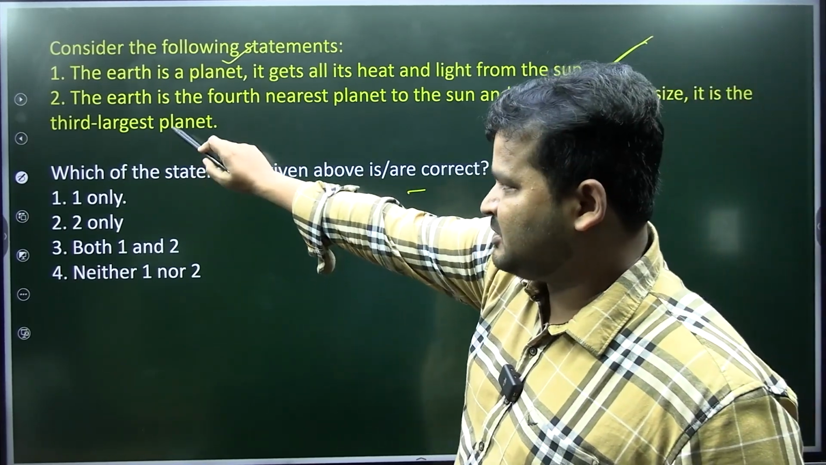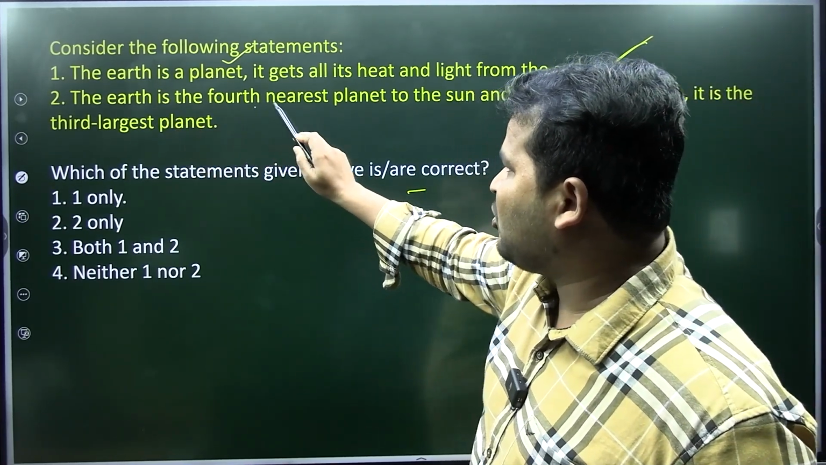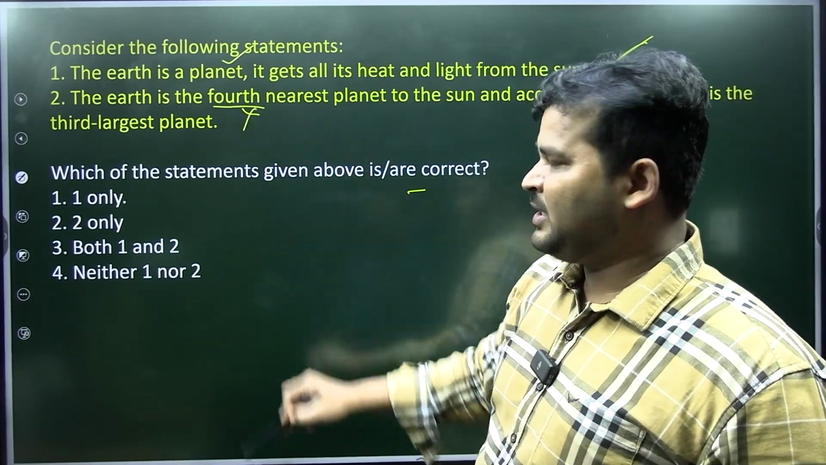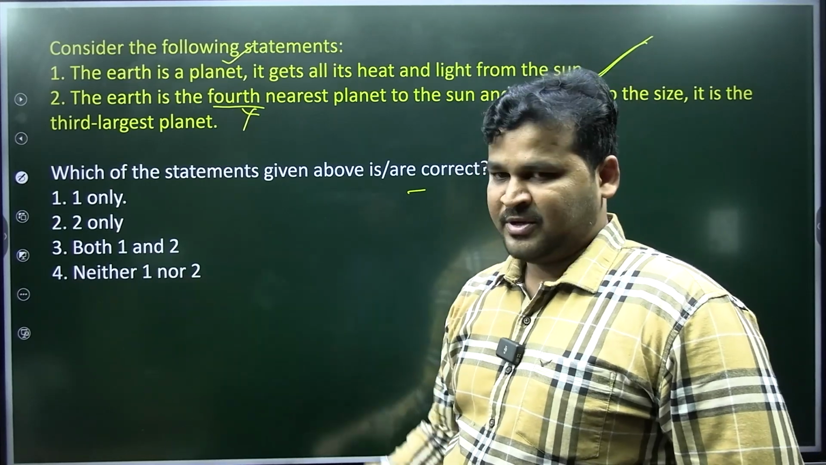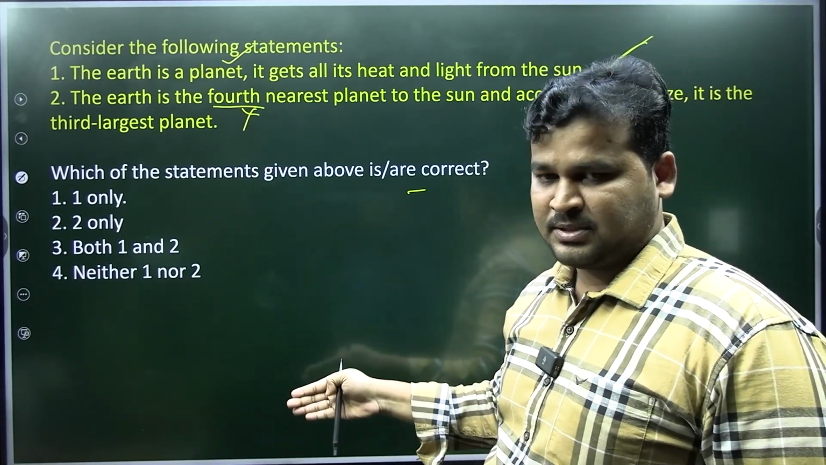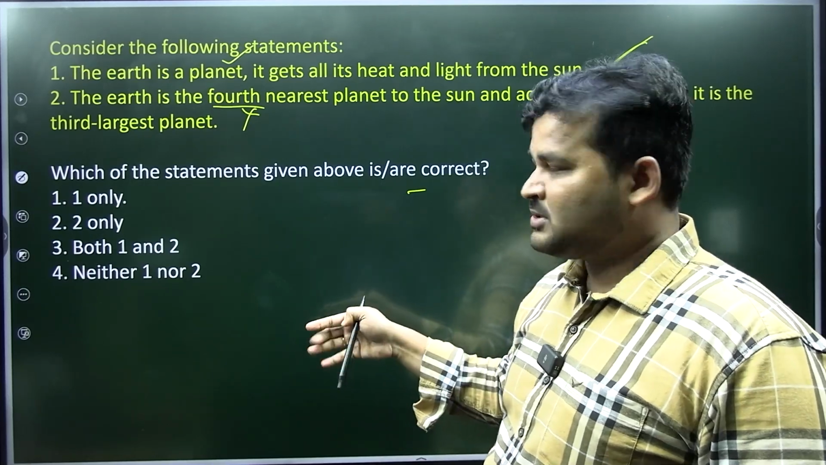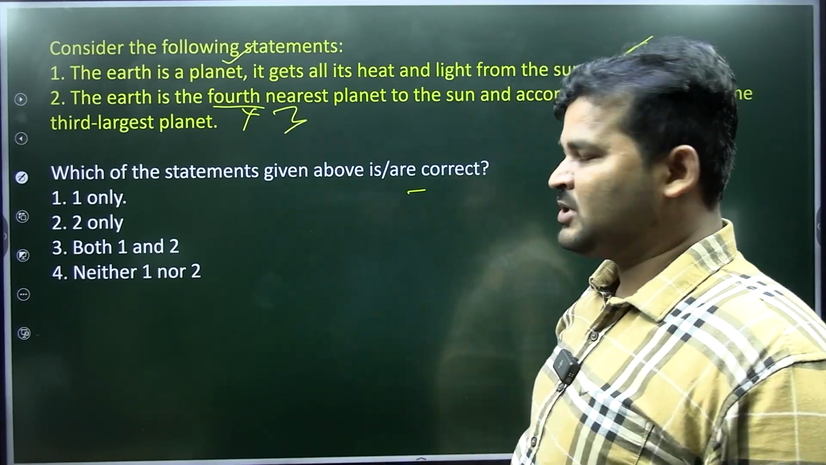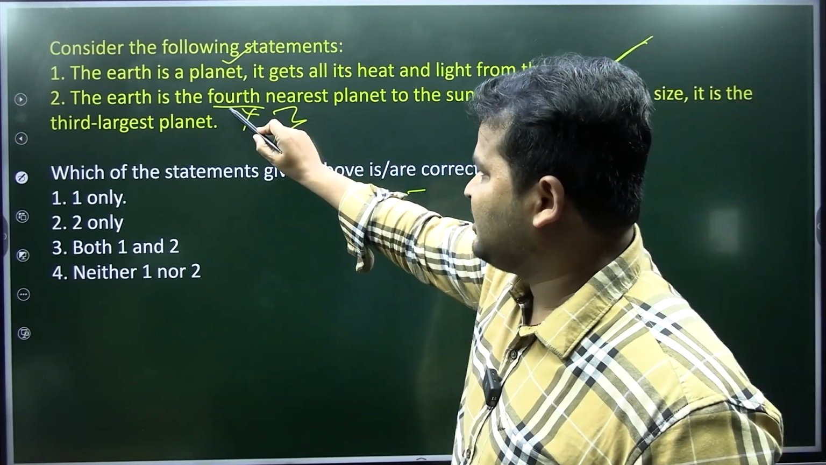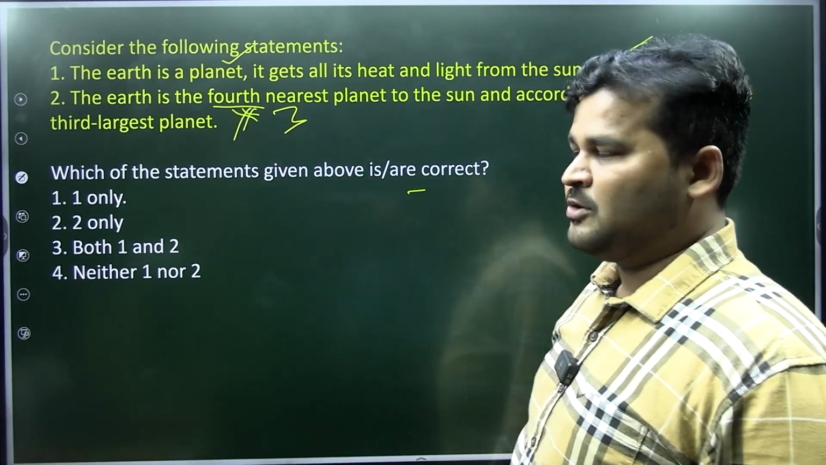Coming to the second option, the Earth is the fourth nearest planet. Is it true? It is false, because already I have discussed in the previous slides: Mercury, Venus, Earth, Mars. So Earth is the third nearest planet to the Sun. So that's why this statement will be false.